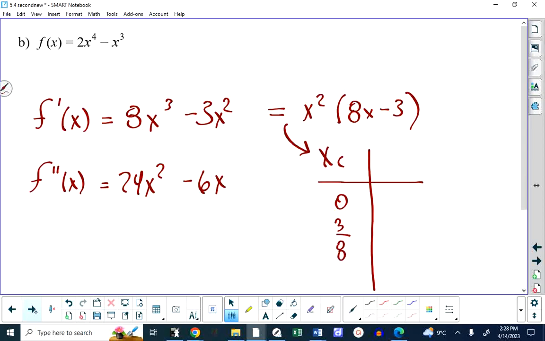When I start talking now about the second derivative at those critical values of x, I hope you understand my xc in my notation in this table is not f double prime of the critical values of the second derivative. It's of the first derivative. So I put 0 into the second derivative and I get 0. I put 3/8 into the second derivative.